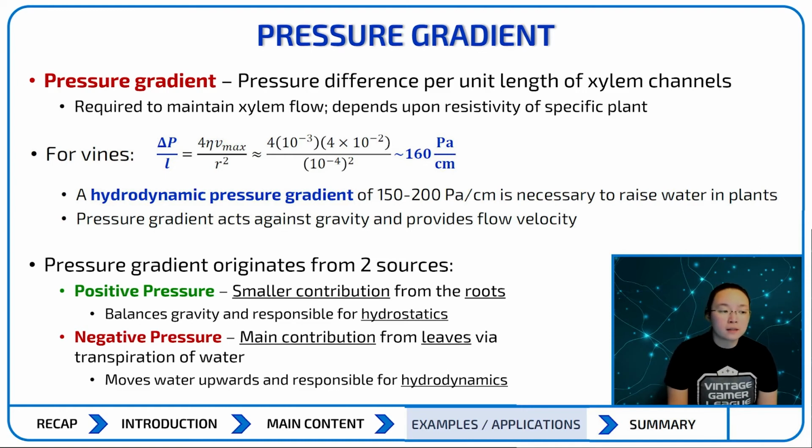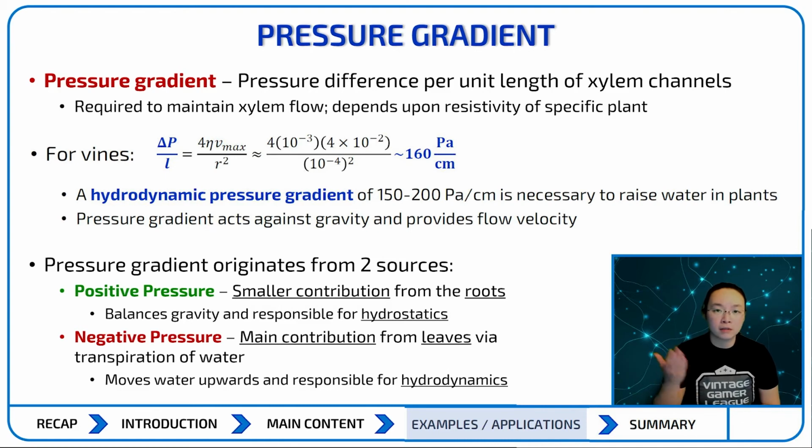Now, your pressure gradient, where does it come from? That's a really good question. It can come from two different places. You can have positive pressure and you can have negative pressure. One of them is going to contribute a little bit more than the other. Positive pressure basically means that you have a contribution from your roots, and it's going to help with hydrostatics. Primarily with positive pressure, you're looking at osmosis, whereas with negative pressure, which is the main contribution to your pressure gradient, you have a contribution from your leaves through transpiration of water.